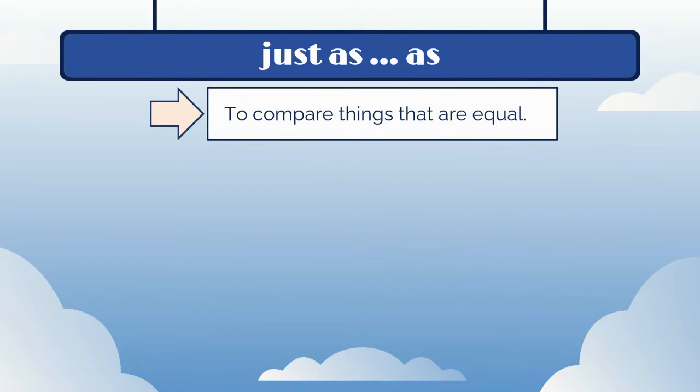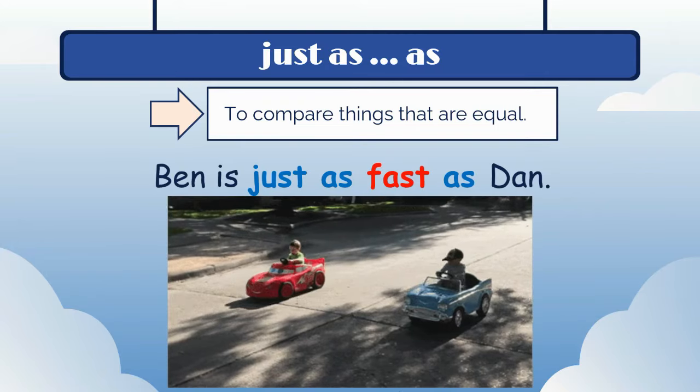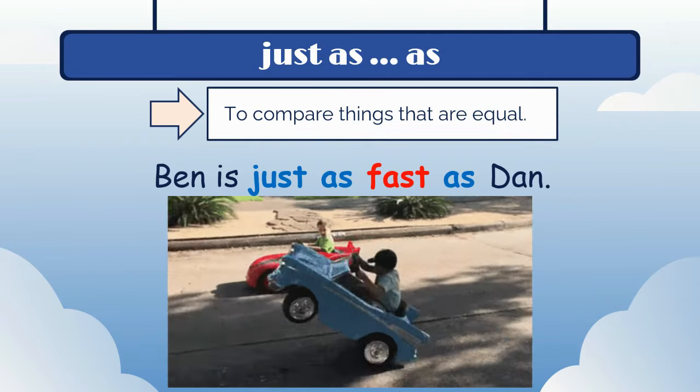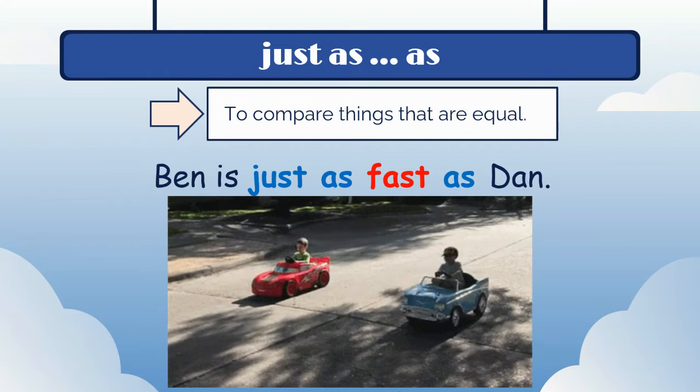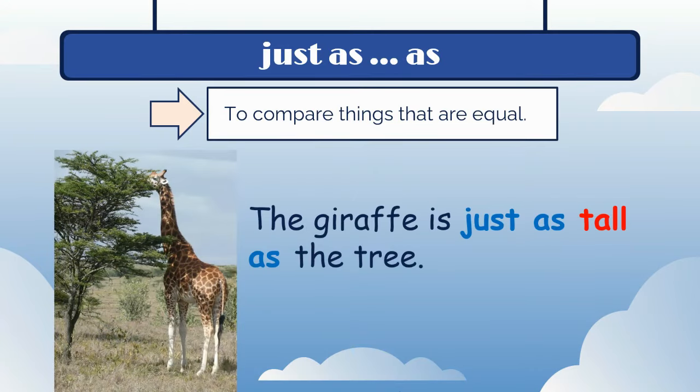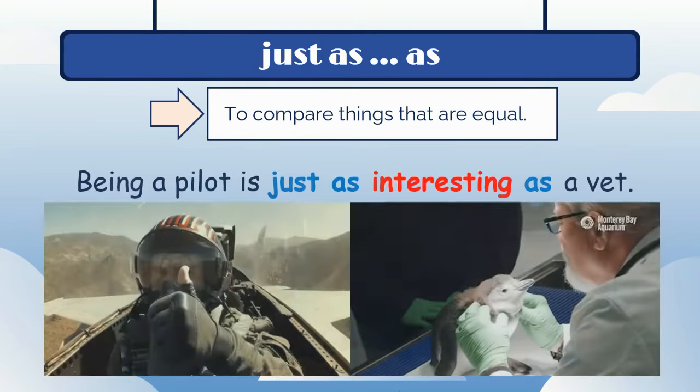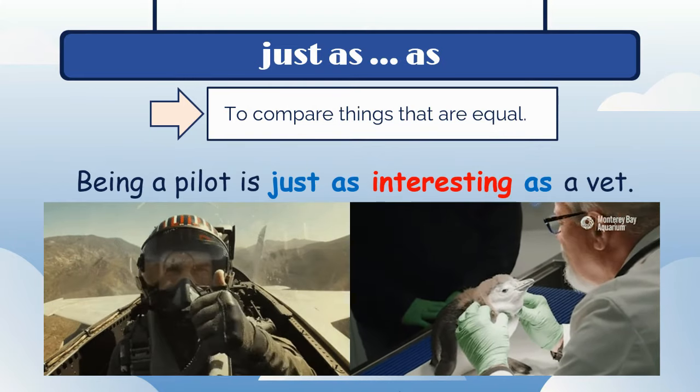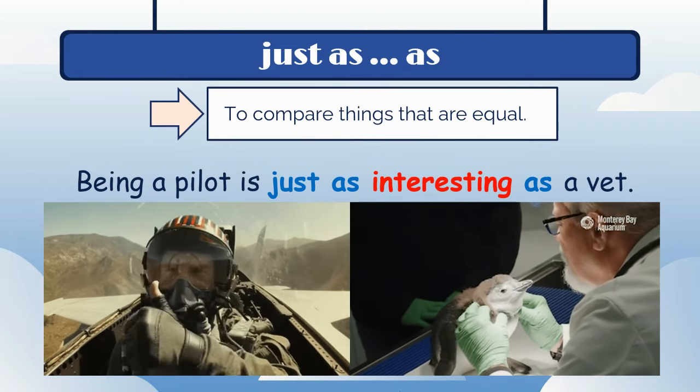We use just as to compare things that are equal. For example, Ben is just as fast as Dan. The giraffe is just as tall as the tree. Being a pilot is just as interesting as a bat.